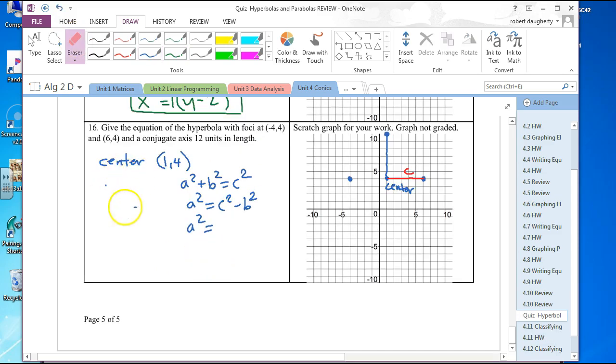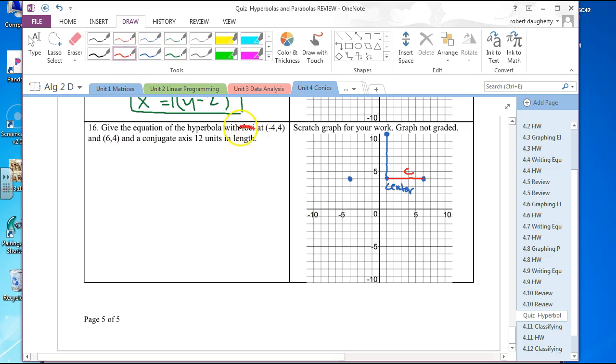Okay guys, there's a little bit of a problem with this one. Found it out in working. In order to make this work, these are vertices, instead of foci. So vertices at negative 4, 4 and 6, 4, conjugate axis of 12. At negative 4, 4 and 6, 4, counting over 5, that means that A is equal to 5.